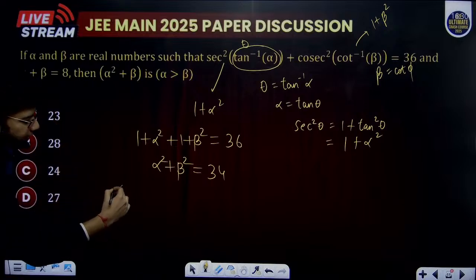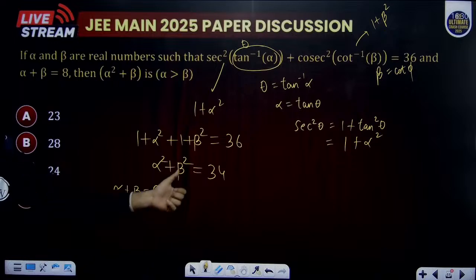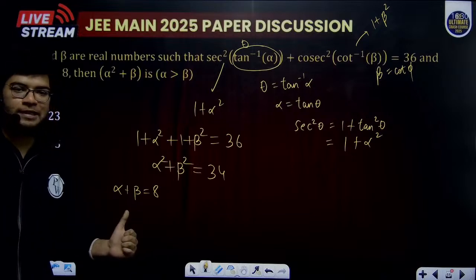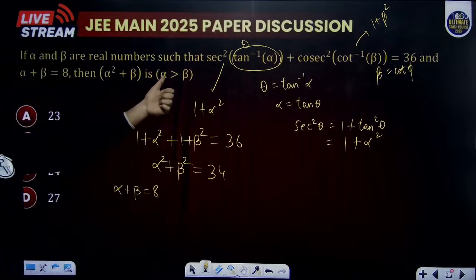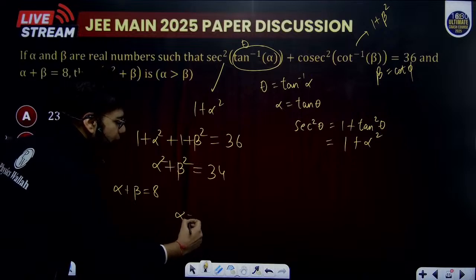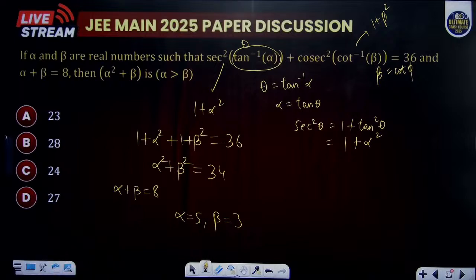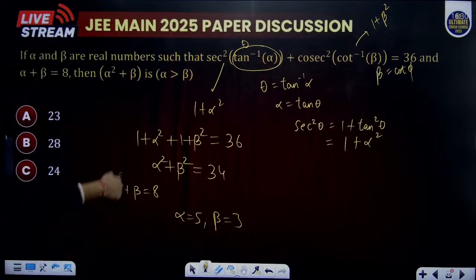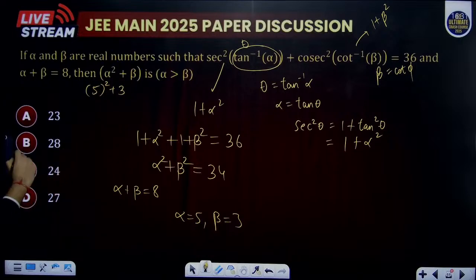Alpha plus beta is given as 8. Now, either you can solve this using a quadratic, substituting beta as 8 minus alpha, or you can do it quite smartly. 5 plus 3 is 8, 5 square 25 plus 9 is 34. Also it is given that alpha is greater than beta. Definitely alpha is 5, beta is 3. So there is no need to solve such questions; you can directly predict the values based on the given equation. Alpha is 5, beta is 3. So what are you getting? 5 square plus 3. The answer will be 28.